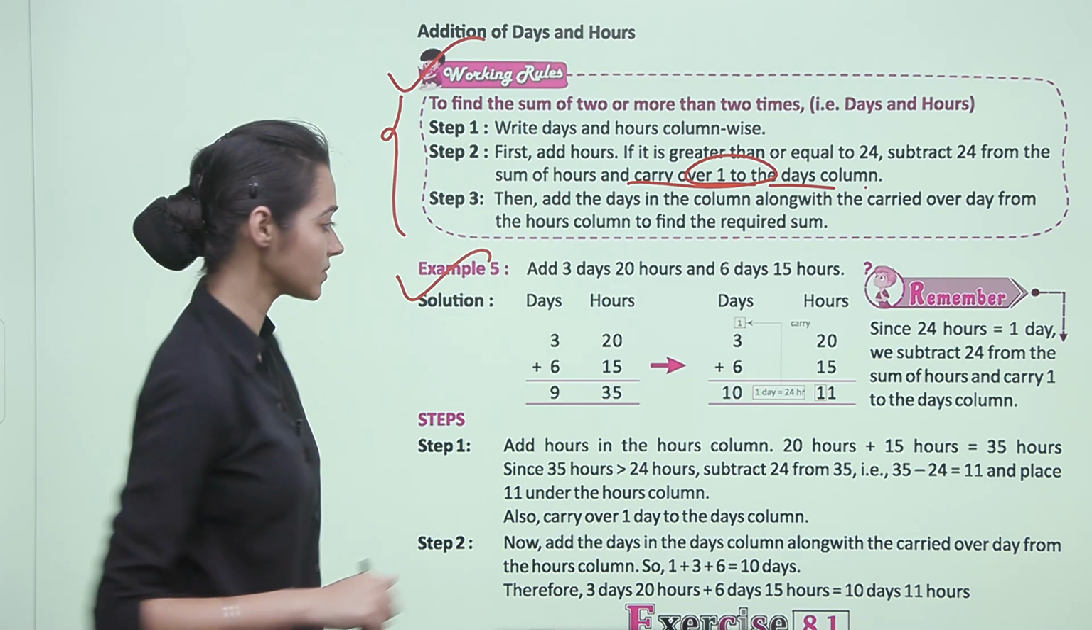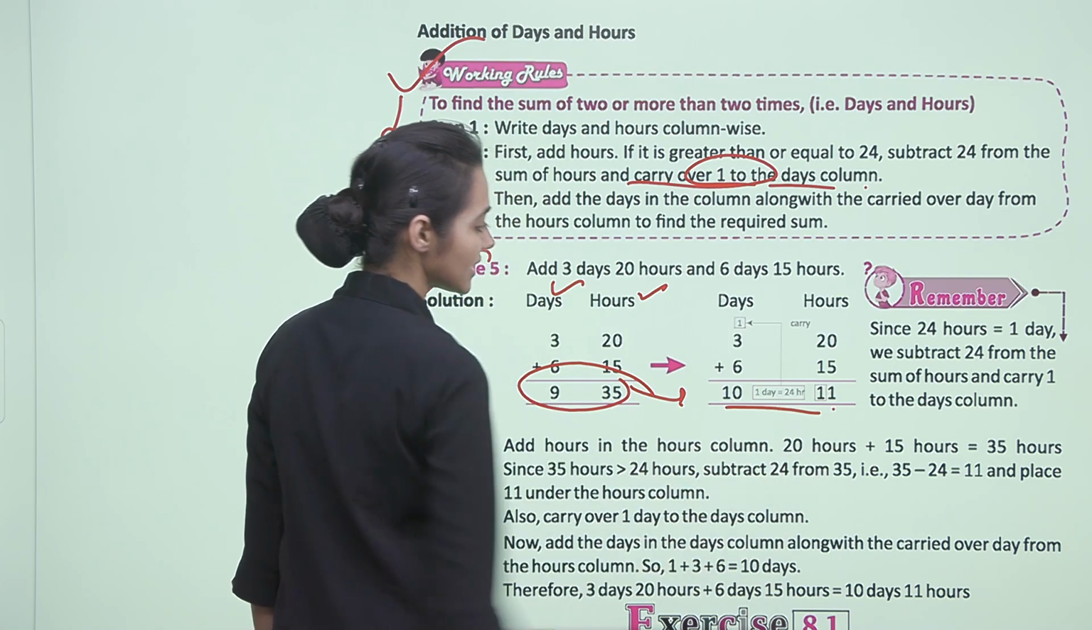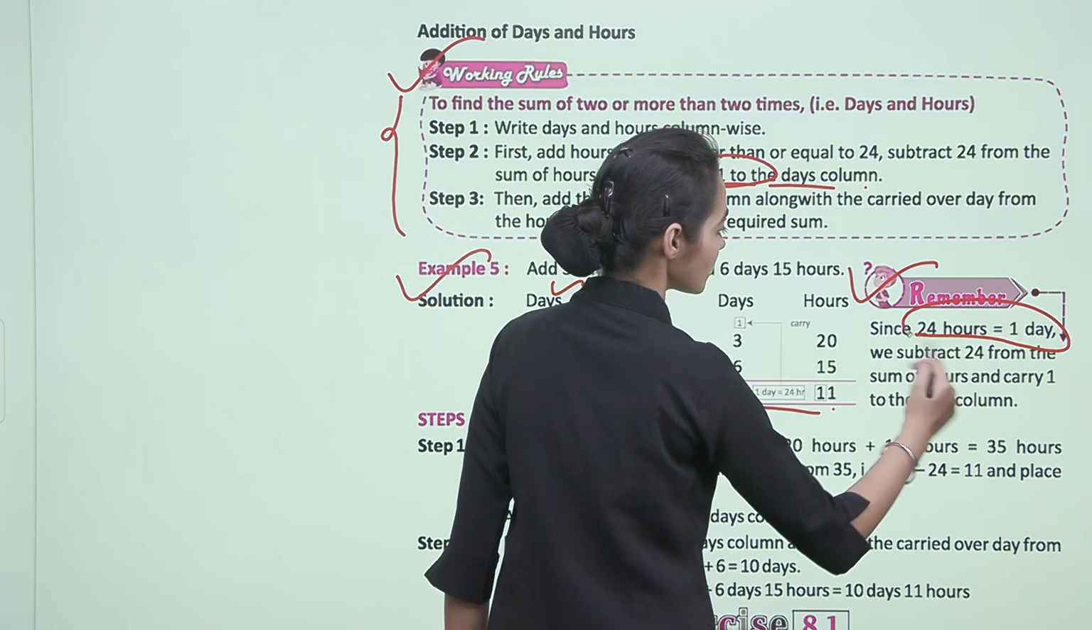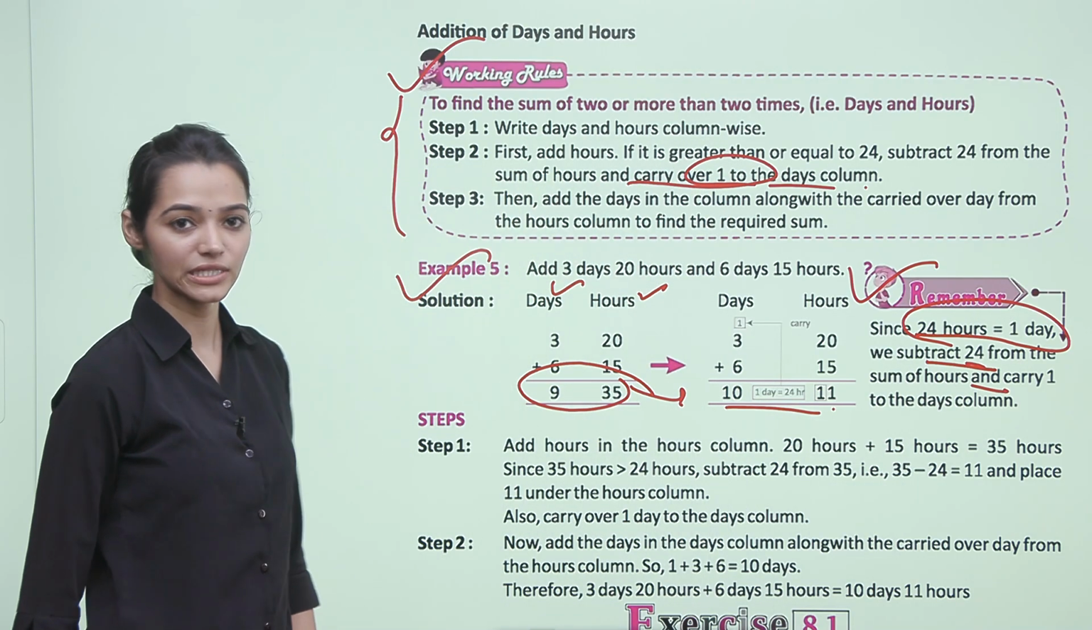We have to add these terms. Here is our hours column, here is our days column. After adding, it becomes 10 days 11 hours. Now always remember, since 24 hours is equal to 1 day, we can subtract 24 from the sum of hours and carry over 1 to the days column.